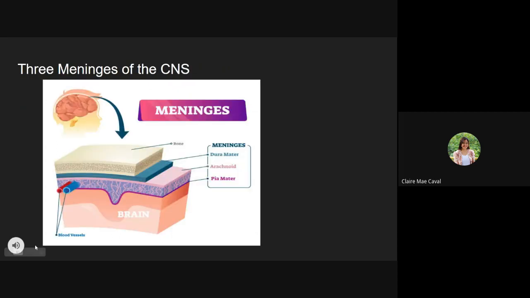So these are the three meninges of the central nervous system. You have the pia mater, which is the inner layer, the arachnoid, the middle layer, and the outer layer, a tough layer called the dura mater. These meninges are very important. They protect the brain and the spinal cord from any mechanical trauma. They also support the blood vessels and form a continuous cavity through which the cerebrospinal fluid passes. So these are the three meninges of your central nervous system.